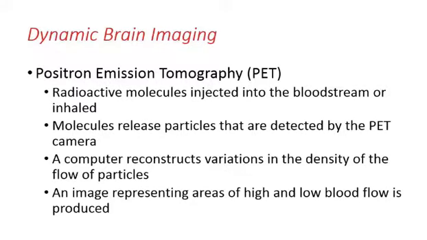Positron emission tomography, or PET, is when we inject radioactive molecules into the bloodstream, or we have people inhale radioactive molecules. And these molecules release particles that are detected by the PET machine or the PET camera. And then a computer reconstructs variations in how dense the flow of those particles is, and it can actually localize where those radioactive particles came from. And so then an image representing areas of high and low blood flow or high and low metabolism can be produced.